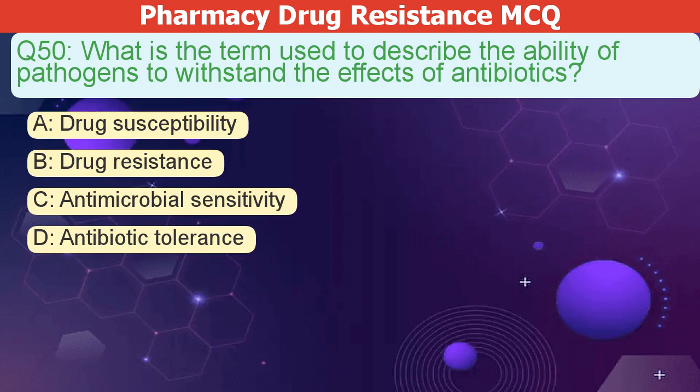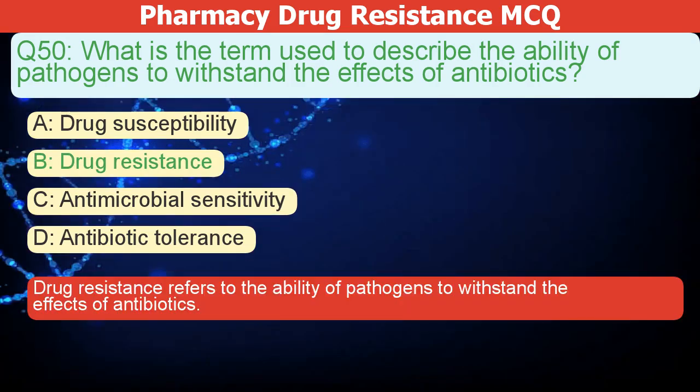What is the term used to describe the ability of pathogens to withstand the effects of antibiotics? A. Drug susceptibility. B. Drug resistance. C. Antimicrobial sensitivity. D. Antibiotic tolerance. The correct answer is B. Drug resistance refers to the ability of pathogens to withstand the effects of antibiotics.